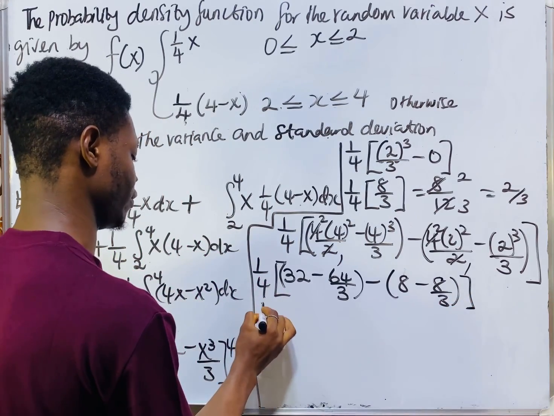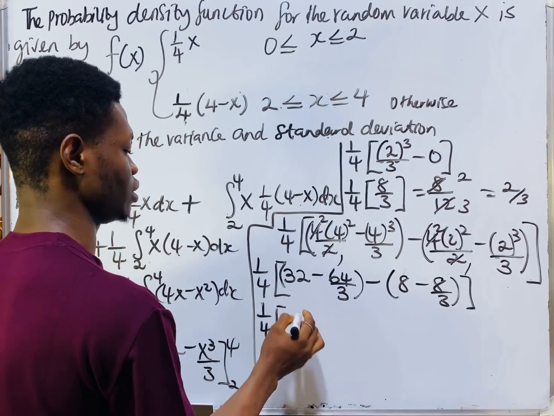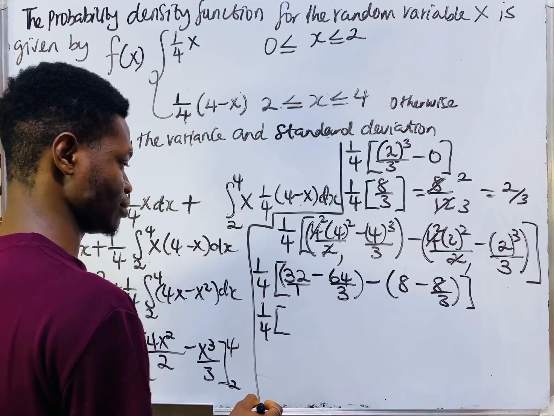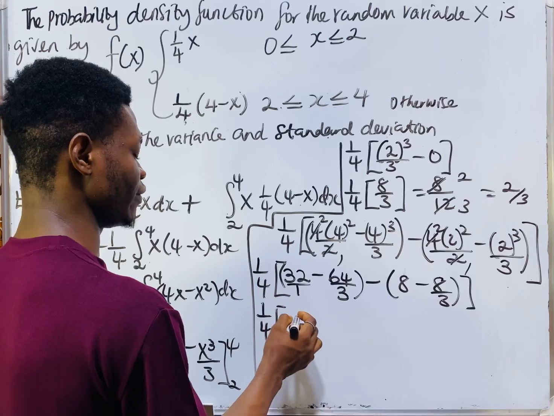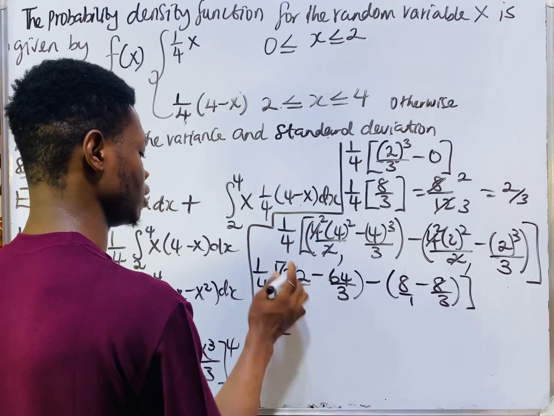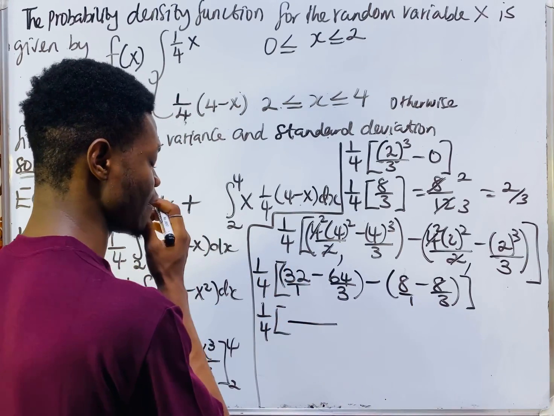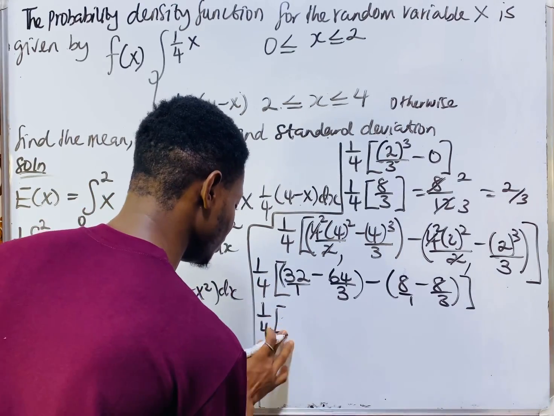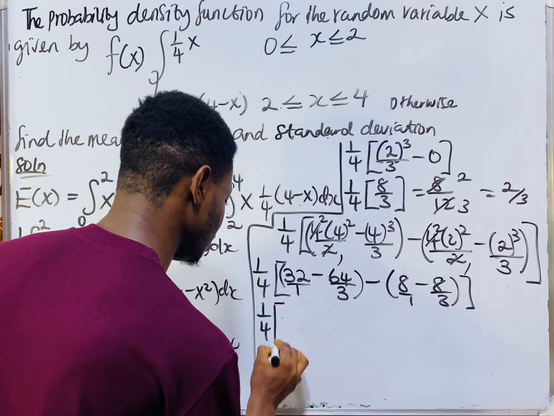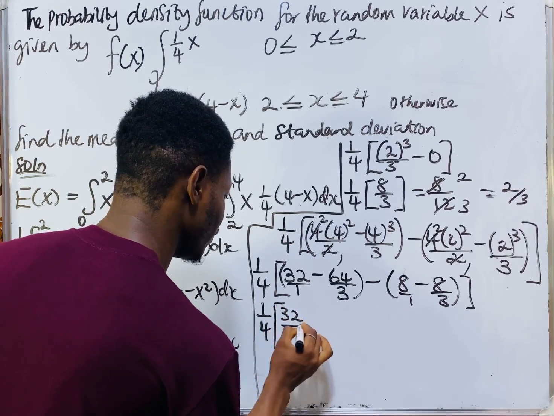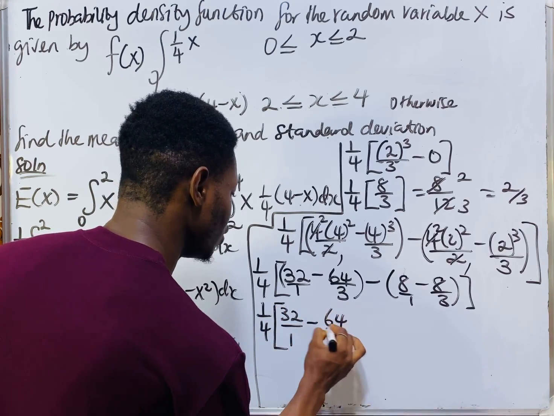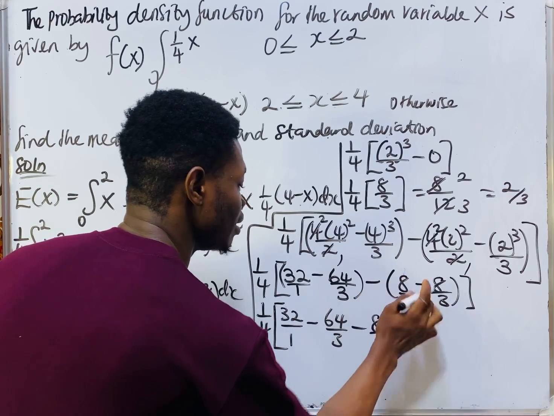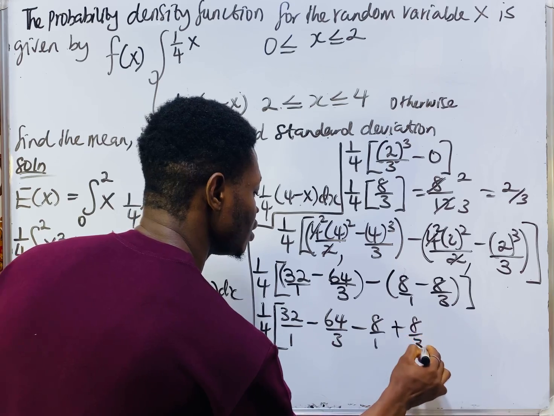So we're going to have 1 over 4 into this one is over 1, right? So we're having this one is also over 1. Let me bring all these things together so that it will be easy for me. Let me do it like this. 32 over 1 minus 64 over 3. Minus opening this minus 8 over 1. Minus opening this plus 8 over 3.